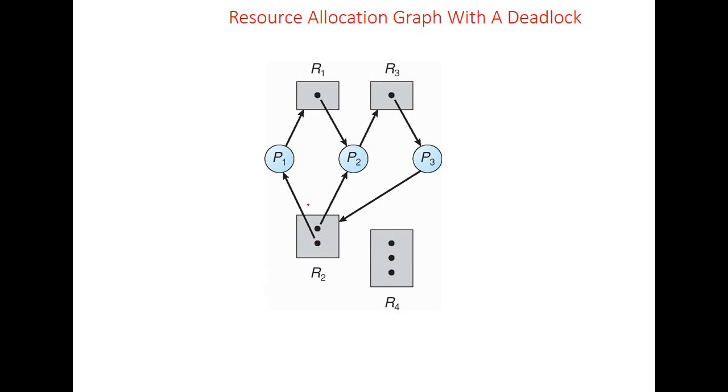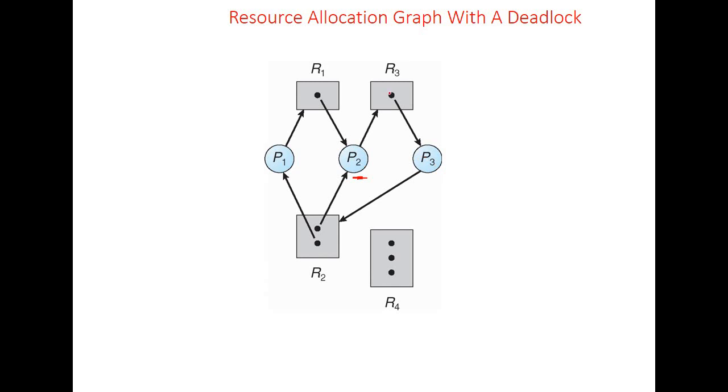Here again P1 is waiting for R1, R1 is allocated to P2, P2 is waiting for R3, R3 is allocated to P3, P3 is waiting for R2, but of the two instances of R2, one instance is allocated to P1 and another to P2. So this is the state of the system. Now P1 wants to execute, but it requires R1, which is not available, so P1 will be waiting. P2 wants to execute, but it requires R3, which is allocated to P3, so P2 will also be waiting for R3.